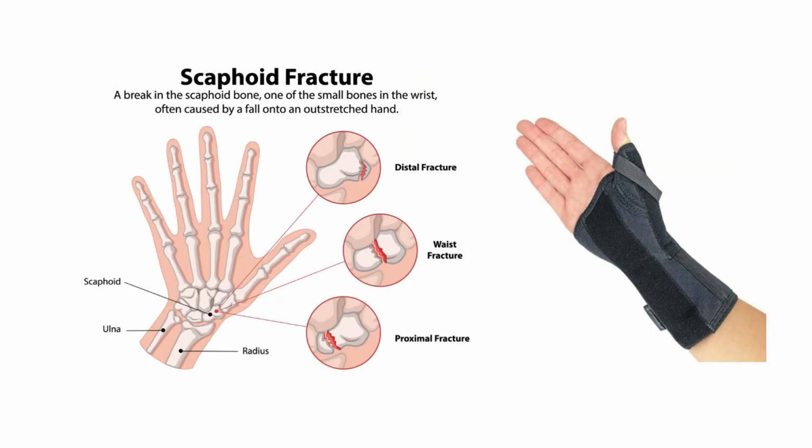Clinical tip. If there is tenderness in the anatomical snuff box, you splint that wrist immediately. Even if the initial X-ray is negative, occult fractures are common. Don't let your patient lose a wrist because you waited for a clear film.